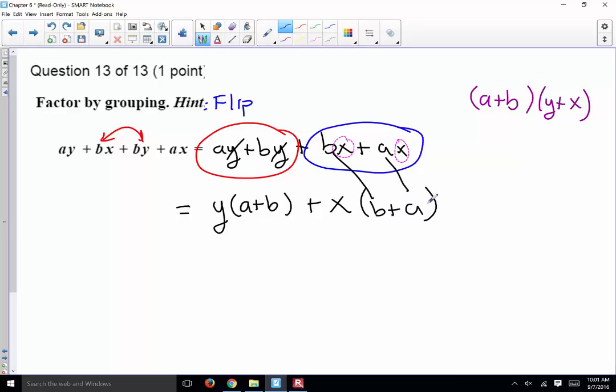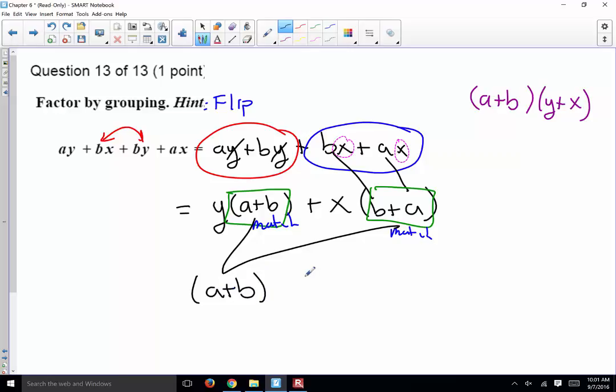Wait a second. I was expecting these two to match, but they're not. It's A plus B on the left and B plus A on the right. So they're not matching, right? Is that a match or not? They are the same. Although they are in reverse order, A plus B and B plus A, they are a match. It's the same thing. So we can call these out as A plus B or B plus A, either way as you wish. And the remaining terms, once you remove these, are Y and X.